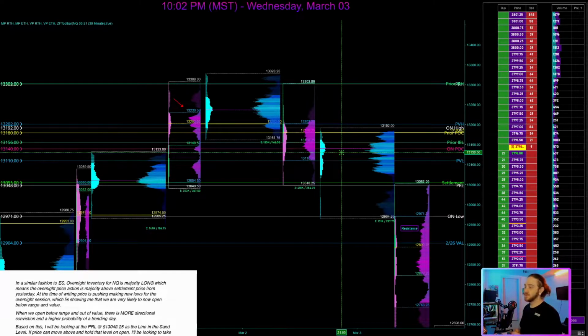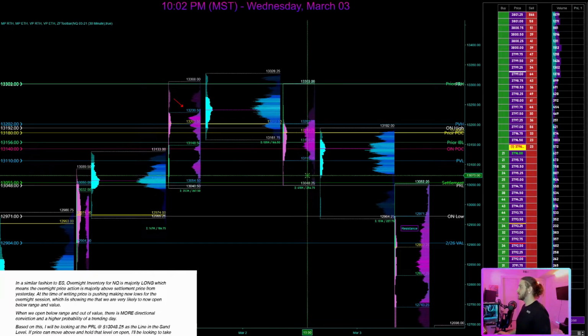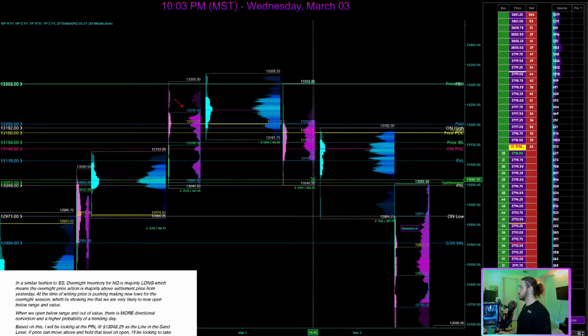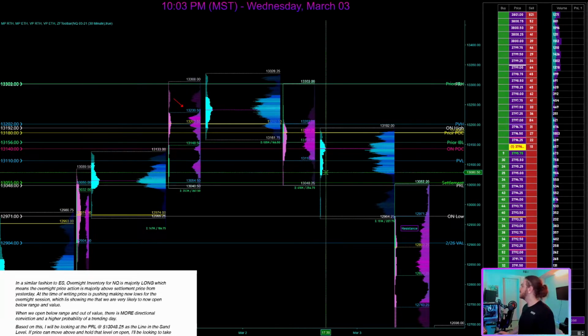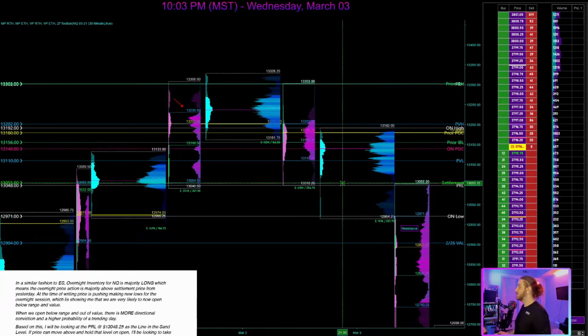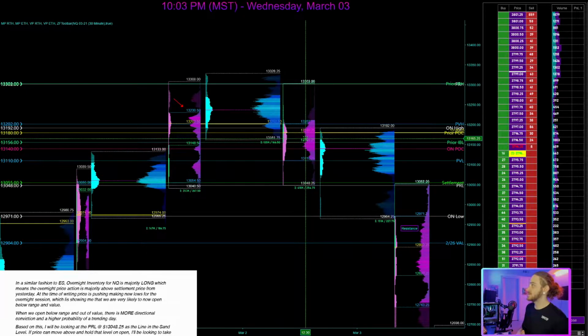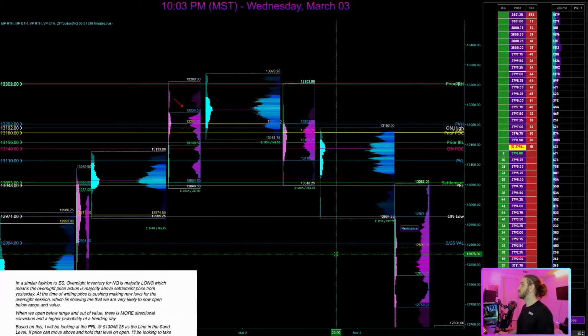So furthermore, you can see at the time of writing, price was pushing, making new lows for the overnight session, which was showing me that we were now likely to open below range and value from yesterday's session. So when I was writing this, we were pushing 13,048. I think we were around this area. So we were making new lows. And again, just like ES, when that happens and when we can't push back into the previous session's range or value area, not good for the bulls. Very strong bearish structure right there.